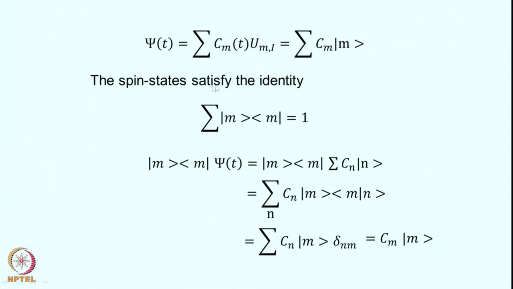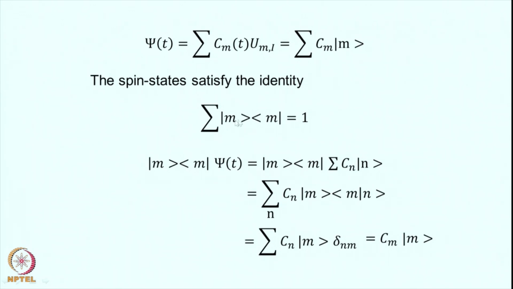The spin states satisfy this identity. This identity we also used last time. However, let us come back to this identity and try to show how this comes about and prove it. We used this identity in the previous class, and m is one of the eigenstates, an element of the basis set, and the summation runs over all these m's.